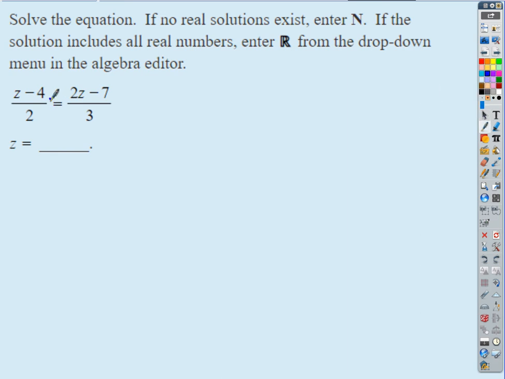We would just do that cross product, so that's Z minus 4 times 3. Did I say 7? I meant Z. Z minus 4 times 3, so we'll write that as 3 times the quantity Z minus 4. And that equals my other cross product, which is 2 times the quantity 2Z minus 7. And then that's easy, right? Just distribute and solve, no big deal.